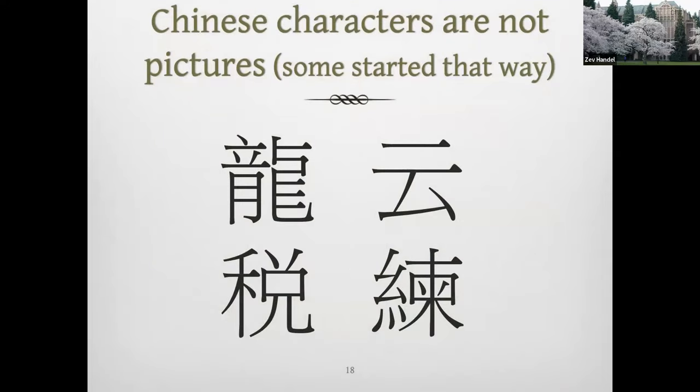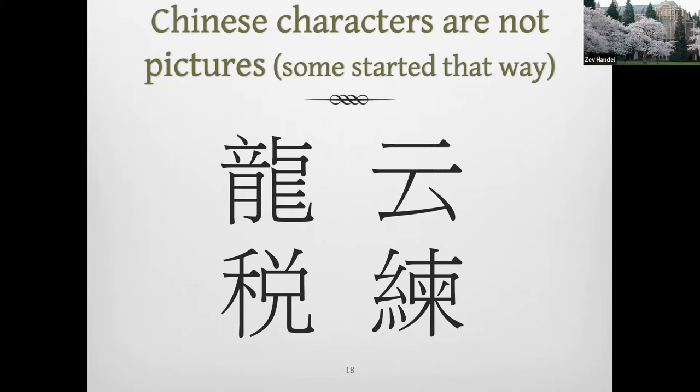People who study Chinese characters, who have learned Chinese characters, who know about the history of Chinese characters, often recognize a pictorial quality, but it's not there in modern Chinese writing. If you show a bunch of characters like this to someone who has never had exposure to them before and ask what they are pictures of, you are going to get some very interesting responses.